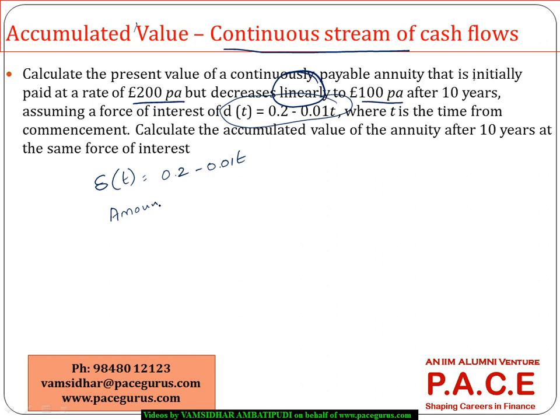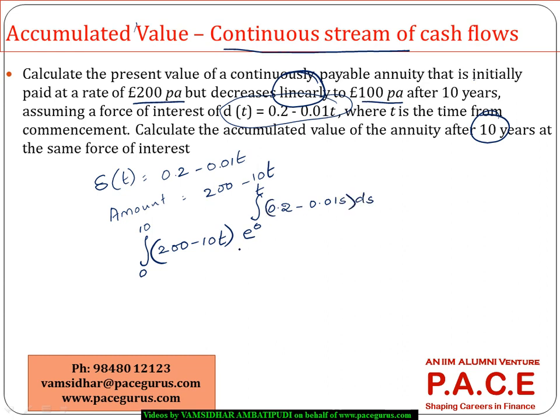So we have delta t being given as 0.2 minus 0.01 t, and at the same time, amount wise, it is initially paid at the rate of 200 per annum, but decreases linearly to 100 per annum after 10 years. So obviously, because it's a linear decrease, I could write the amount as 200 minus 10t. Because when t is 0, it is 200, and when t is 10, it will touch 100.